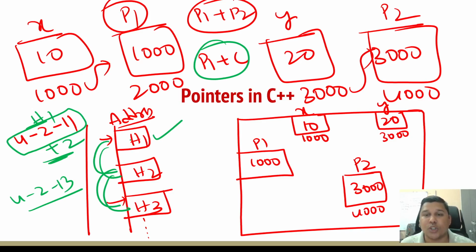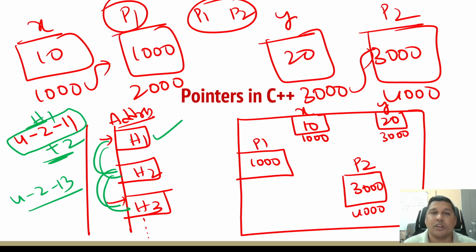I hope you understood about pointer arithmetic, right? Now let us talk about p1 minus p2. Can we subtract 2 different addresses? Tell me, can we subtract 2 different addresses? If yes, what is the answer? P1 minus p2, can we do?